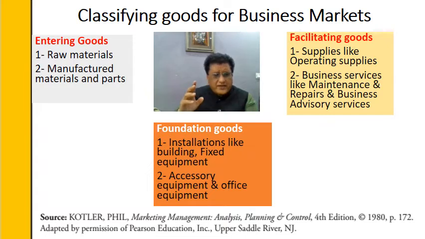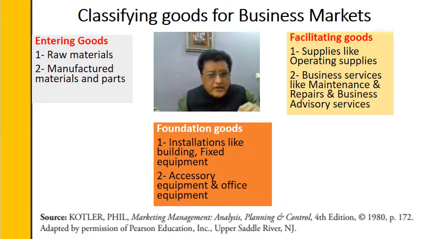If you are in the business of that, you need iron, isn't it? You will need iron mesh which you will galvanize. So natural products like iron ore. If you are a steel manufacturing company, you will need iron ore. You will also need coal. If you are a power generating company, you will need coal. So entering goods can be classified into raw material and manufactured material. Manufactured material means those which are used as a component. So these are both classifications of entering goods.